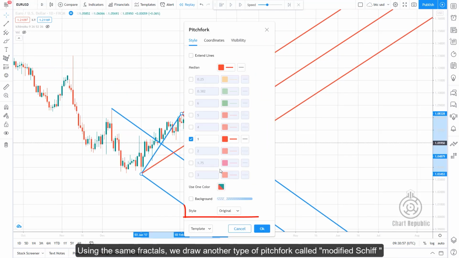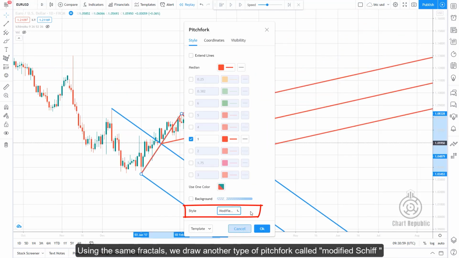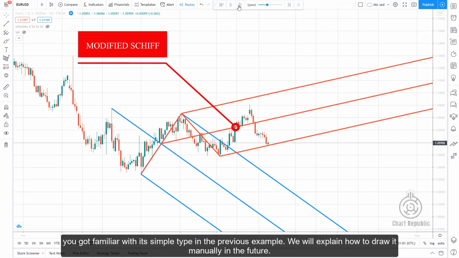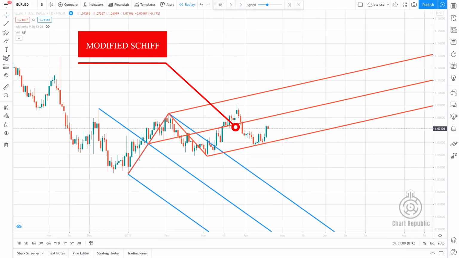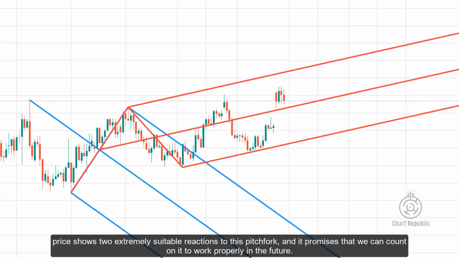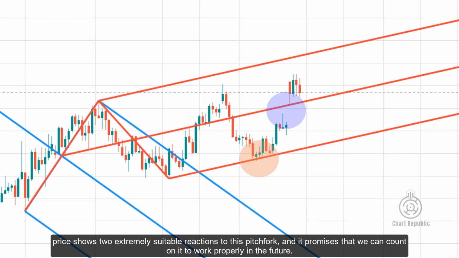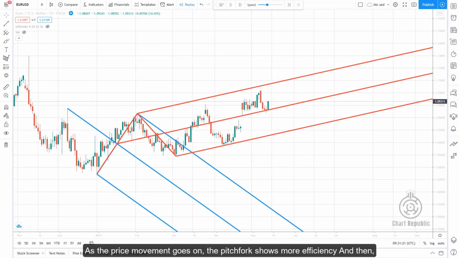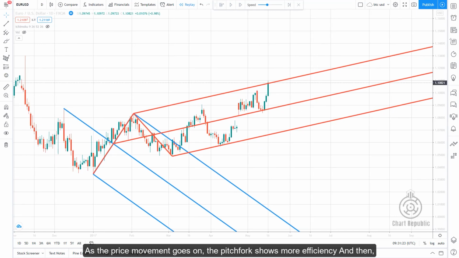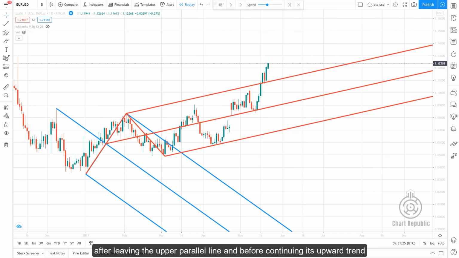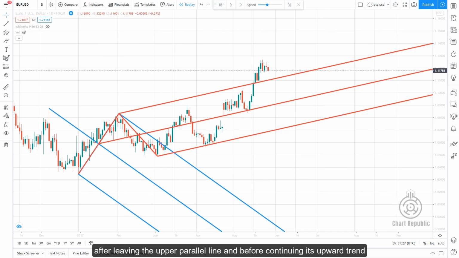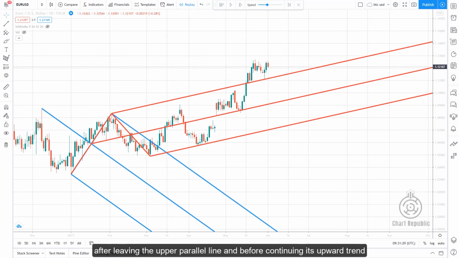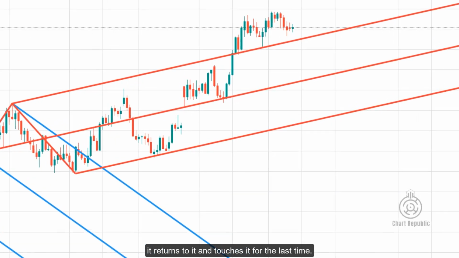Therefore, we drew another type of pitchfork called the modified shift, using the same fractals. The price showed two exceptionally positive reactions to this pitchfork, indicating that we can rely on it in the future. As price movement continued, the pitchfork became more efficient. Subsequently, after departing from the upper parallel line and resuming its upward trend, the price returned to it and touched it for the last time.